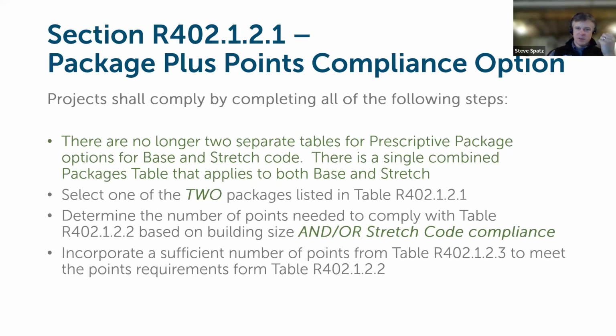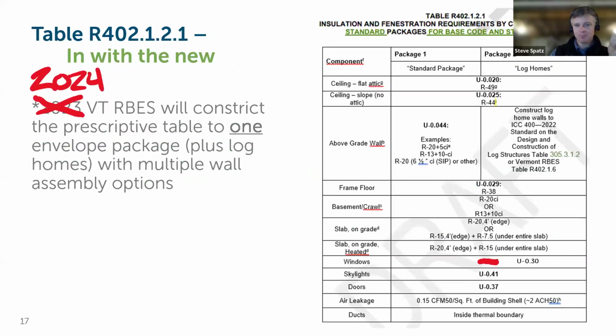So the way this works is you're going to be choosing one of those two packages, and basically it's a single package because the other package option, number 2, is for log homes only. And then you pick what you want to use for the package, and then based on the square footage of the building, the finished square footage of conditioned area of the building, you need to then earn points that are very flexible. There's a lot of points options that go beyond what the base requirements dictate, and those are found in these tables that are referenced here in this slide as well. So all this is in Chapter 4 of the ICC document.